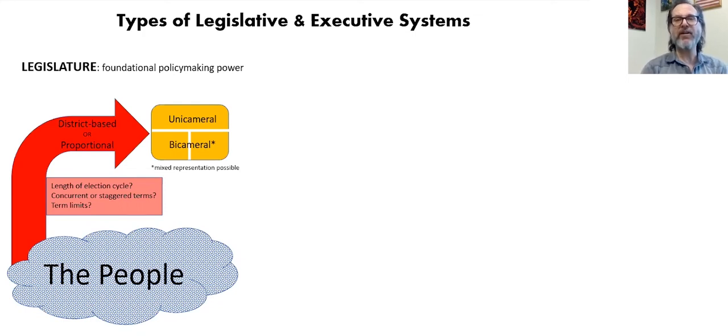If you have a 100-member unicameral legislature, you need 51 votes to move a policy. And those 51 votes all come from the same body, the same people elected through the same mechanism. In a bicameral legislature, you need 50% plus one in two different groups. And if you have different types of representation, it's going to be tricky to get that majority in both of those groups.